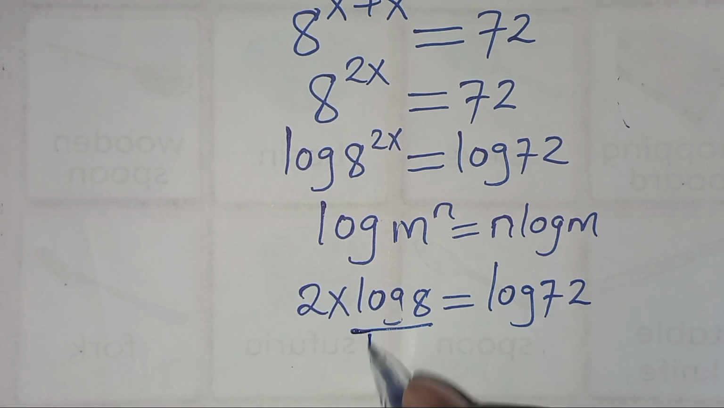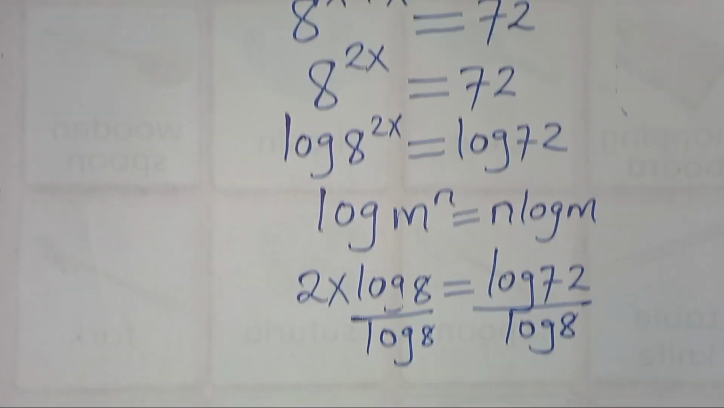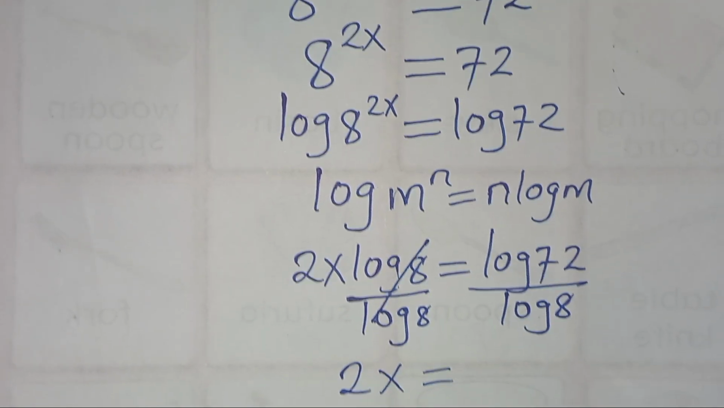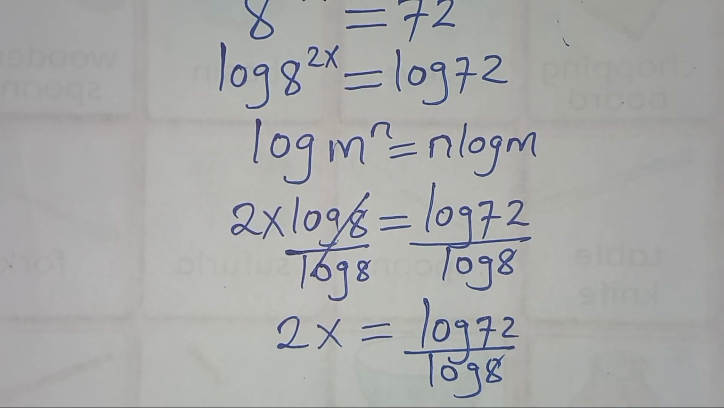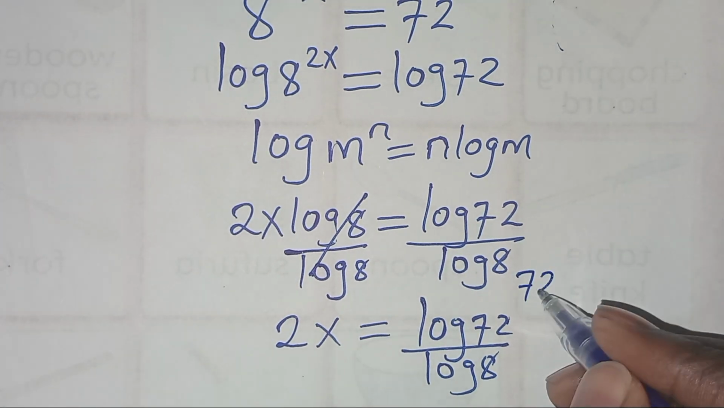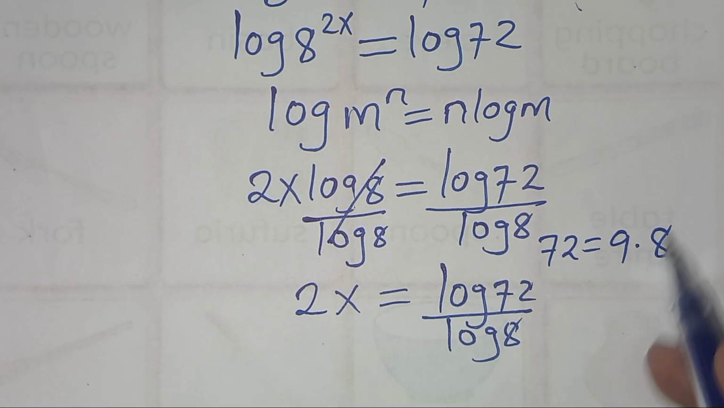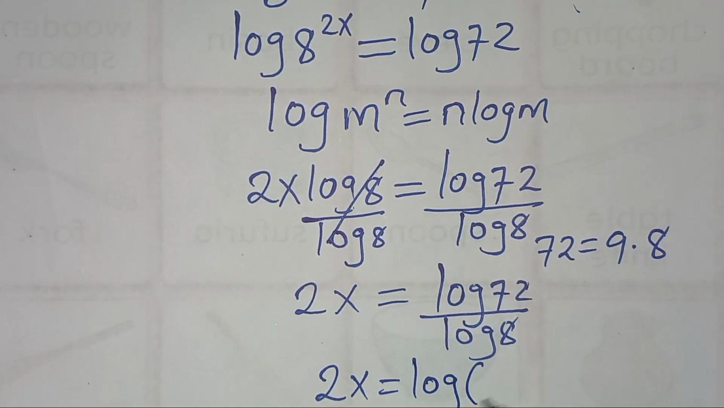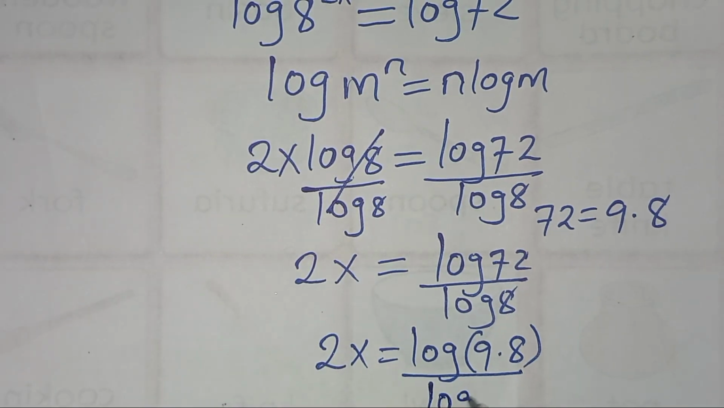Let's divide both sides by log 8. So let's simplify here, so that now 2x is equal to log 72 divided by log 8. We can express 72 basically as 9 times 8. So substituting this, we'll have 2x. This is equal to log 9 times 8 divided by log 8.